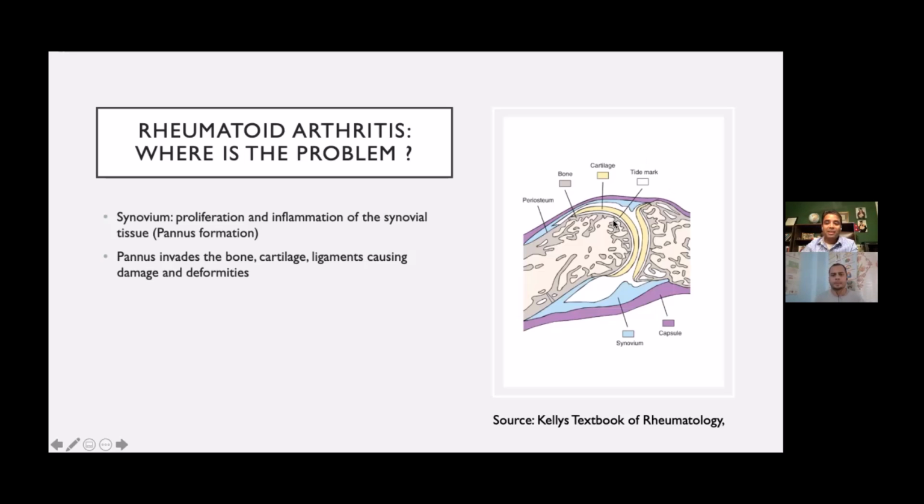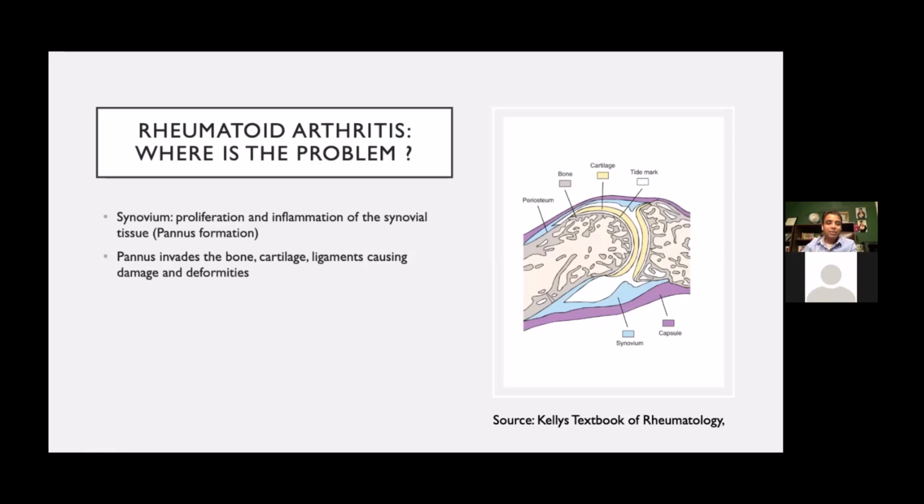The primary problem is not in the cartilage or the bones. The primary problem starts in the synovium. And basically, there is synovial proliferation because of inflammation. And typically, the synovium then invades into the bone, the cartilage, and the ligaments. And that leads to the other problems in rheumatoid arthritis. Like we have swelling because of extra fluid formation from the synovium. There is cartilage destruction, and there is also deformity of the joint. That is because of the invasion by the synovium.